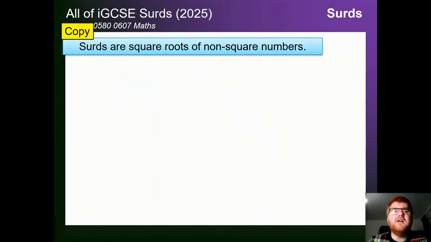So what are surds? What actually are they? All they are is square roots of non-square numbers. So for example, the square root of 5, that is a surd. Whereas the square root of 4, which is equal to 2, that is not a surd. So we're focusing on numbers that don't work nicely.